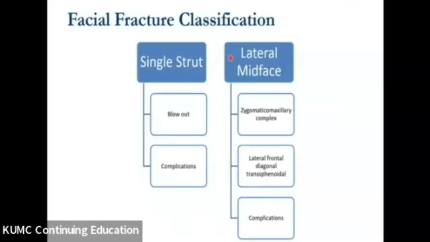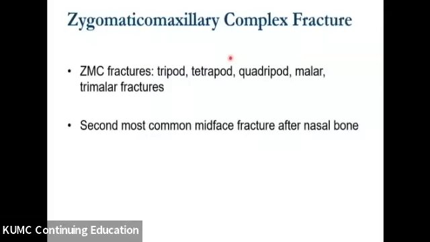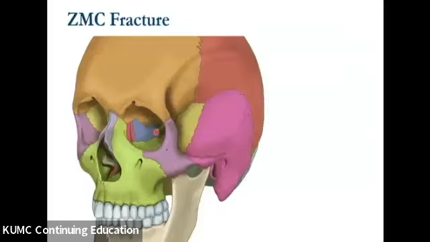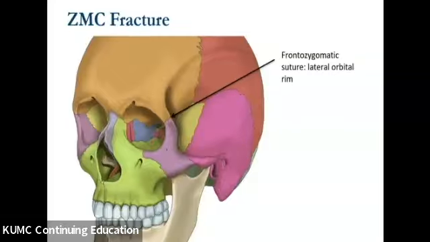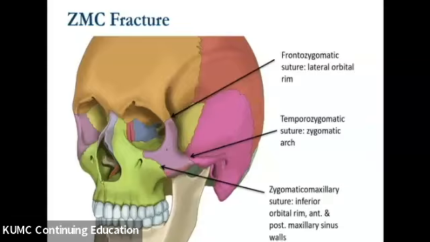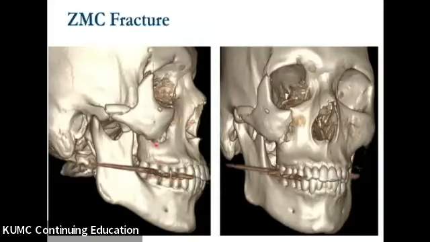All right, so now we'll look at some lateral midface injuries. Let's start with the zygomaticomaxillary complex fractures. ZMC fractures have a bunch of different names. You will definitely see these in practice. They're the second most common midface fracture after the nasal bone. So what's all involved in a ZMC fracture? Your frontozygomatic suture will be your lateral orbital rim involvement. Your temporozygomatic suture will be your zygomatic arch involvement. And then your zygomaticomaxillary suture will be your inferior orbital rim and your anterior and posterior lateral maxillary sinus wall involvement. Another case I had a couple weeks ago on call.